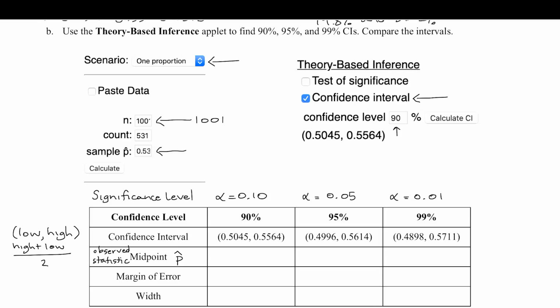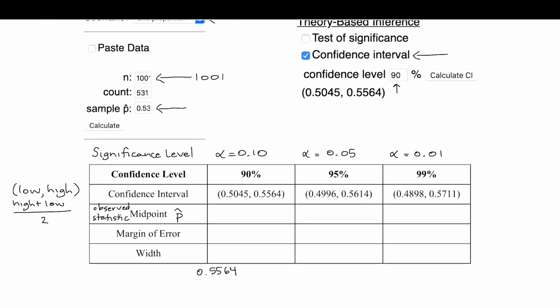So I'm going to do that for the 90% interval. I'm going to take the high value, 0.5564, plus the low value, 0.5045, and then divide that by 2. Again, I strongly recommend that you pause the video and try this for yourself. You should get, when you do that, 0.53045.